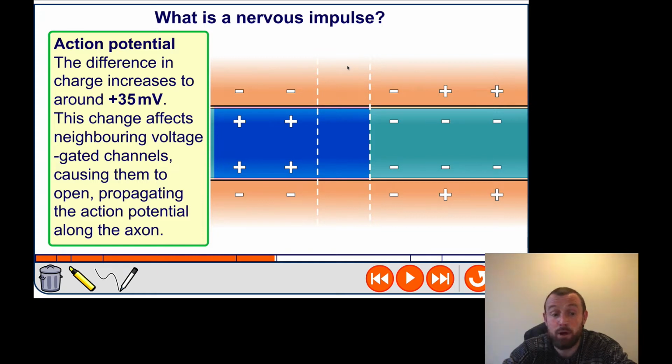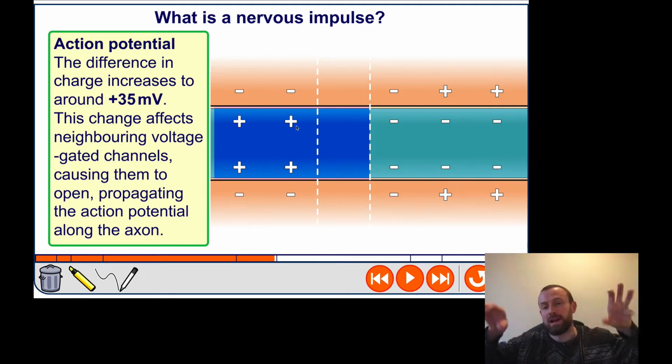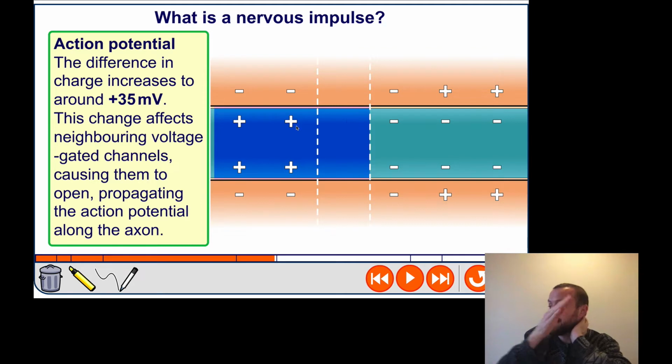Now this wave of depolarization moves along the axon, because as this little bit here becomes positive, those positive charges in the axon there, they spread out a little bit. They leaked sideways, causing the next bit of membrane to become depolarized and the voltage-gated channels to open. So it's almost like a Mexican wave kind of event. So the action potential propagates along.